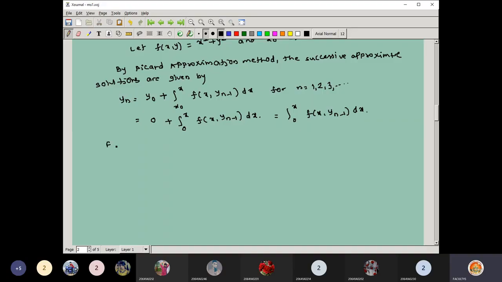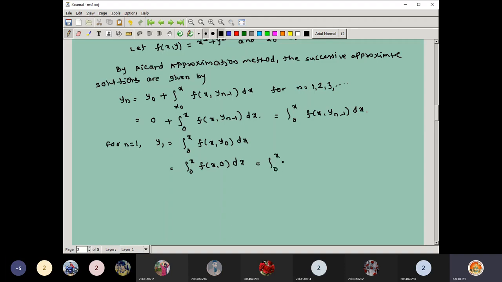So now I am substituting n equal to 1. The first approximate solution you are getting: y1 equal to integral 0 to x f of x comma y naught dx. First you write down the function. We know that f of x comma y is nothing but x square plus y square. So here, f of x comma y naught value is nothing but 0.